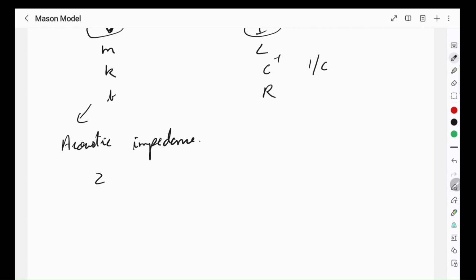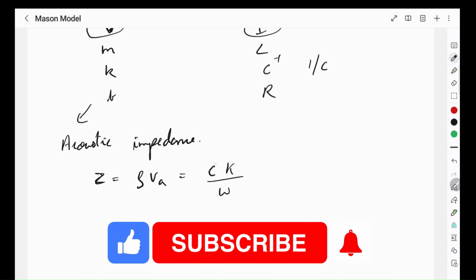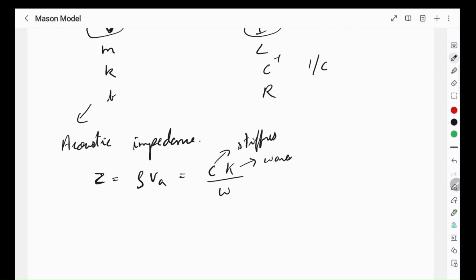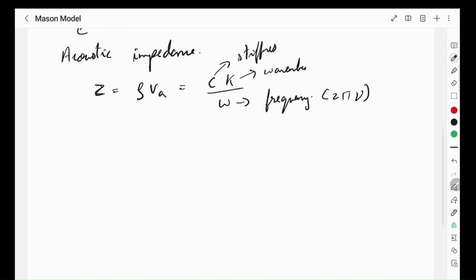Acoustic impedance is the density of the material multiplied by the acoustic velocity. That gives you the acoustic impedance of a material. You can also write this as ck by omega, where c is the stiffness, k is the wave number, and omega is the frequency.